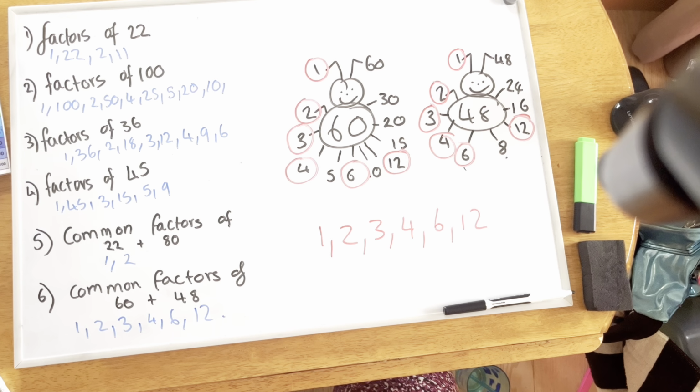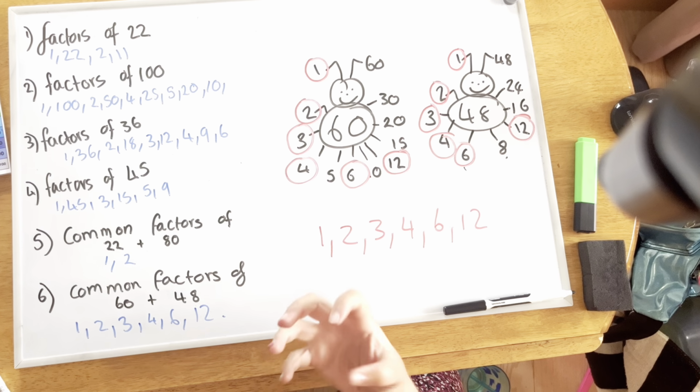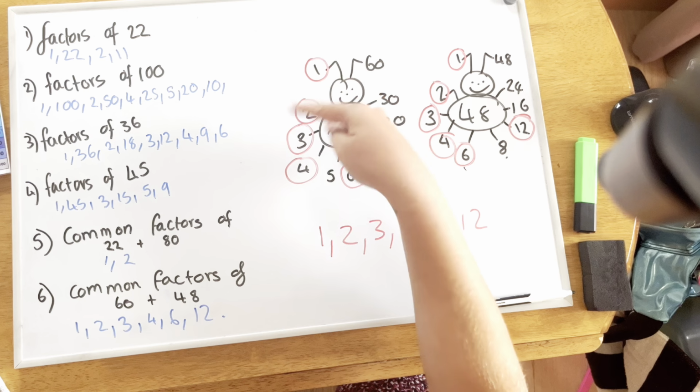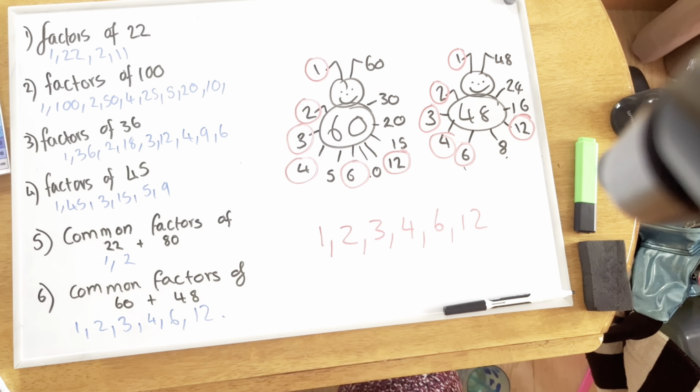So that is how we find factors using our cute little factor bugs to help us. Remember, factors are a number that goes into another number with no remainder. Always think about your times tables and use these factor bugs to make sure that you've found all of the factors. Remember, work systematically. Hope you found that useful. Remember, rewind and go over anything that you might need a bit more help with.